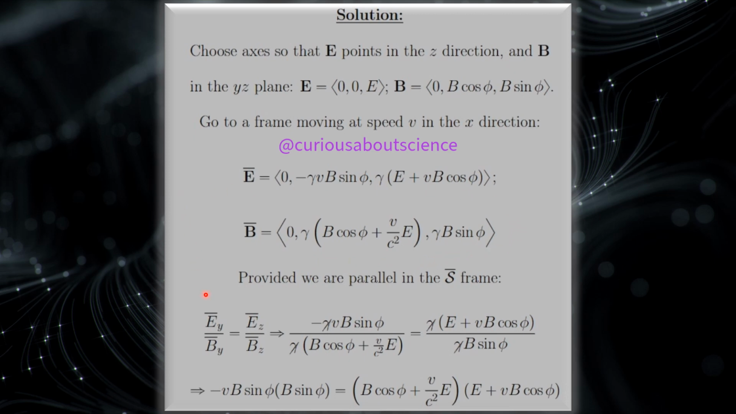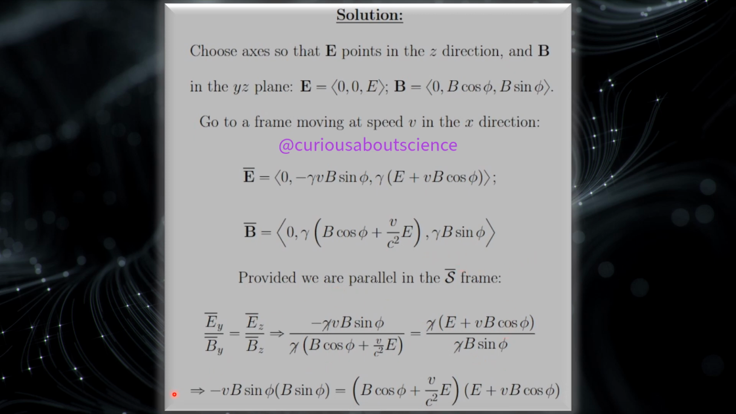And so we're saying that provided that we are parallel in the S bar frame, the ratio of EY bar over BY bar is equal to the ratio of EZ bar over BZ bar. So set the two ratios equal, and we can start to compare. What we see here is that we had a gamma canceling in both ratios, fine. But what happens when we cross multiply to simplify?